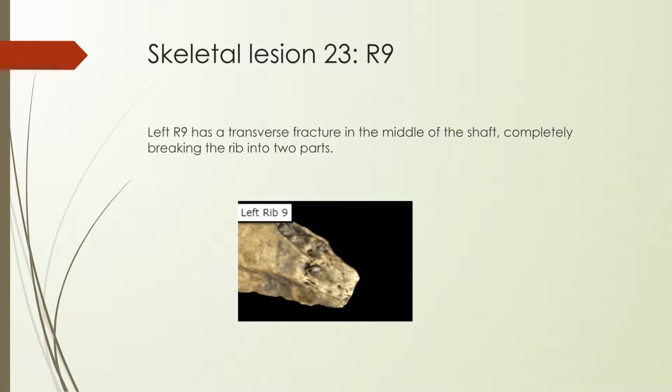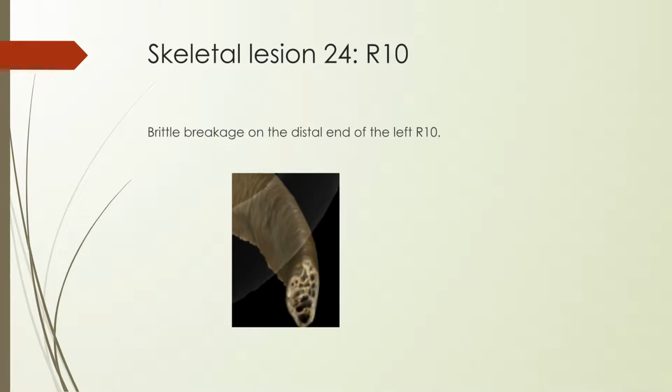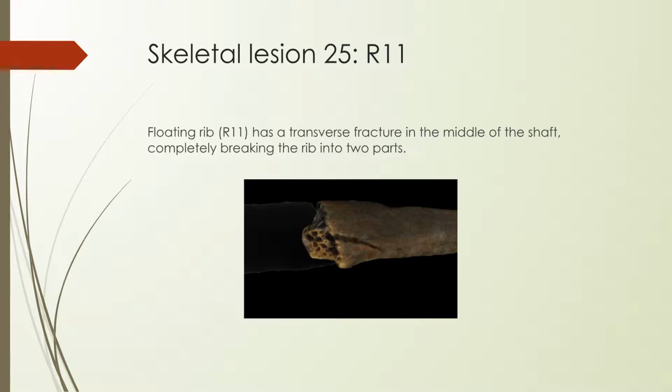For R9, the left R9 has a transverse fracture in the middle of the shaft, which also broke the rib into two parts. For R10, there is a brittle breakage on the distal end. And the floating rib, R11, has a transverse fracture in the middle of the shaft, which completely breaks it into two parts.